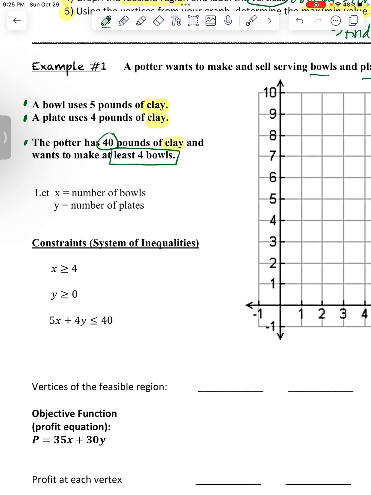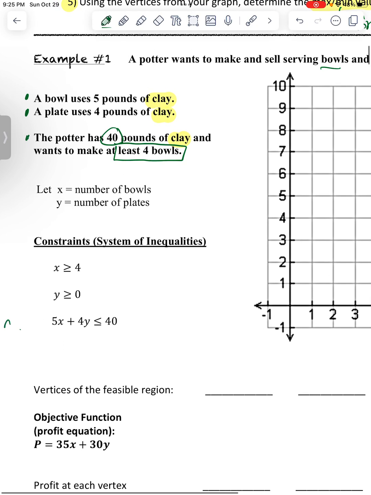I need an equation around that. So in this problem, they did the equation for me, but down here is my clay equation. You're ultimately going to need to be able to write these yourself. They're telling you that X is the number of bowls and Y is the number of plates, because that's what we're trying to figure out, how many of each should be made to maximize the profit. So this is saying you need 5 pounds of clay per bowl, and then you need 4 pounds of clay per plate. And you only have 40 pounds of clay, so you have to stay less than or equal to that. So that's where that equation came from. That's one of the constraints.